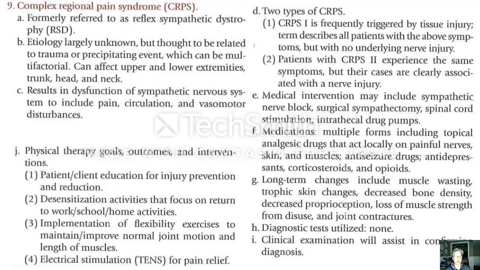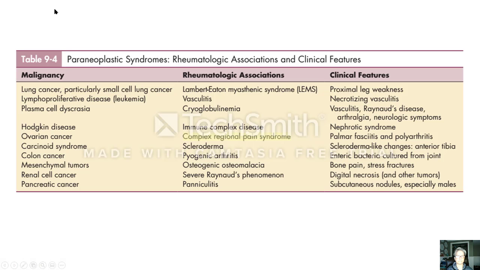Client education for injury prevention. Desensitization activities that focus on return to work activities. Flexibility exercises and TENS for pain relief. And this was out of the pathology book. I added it in.